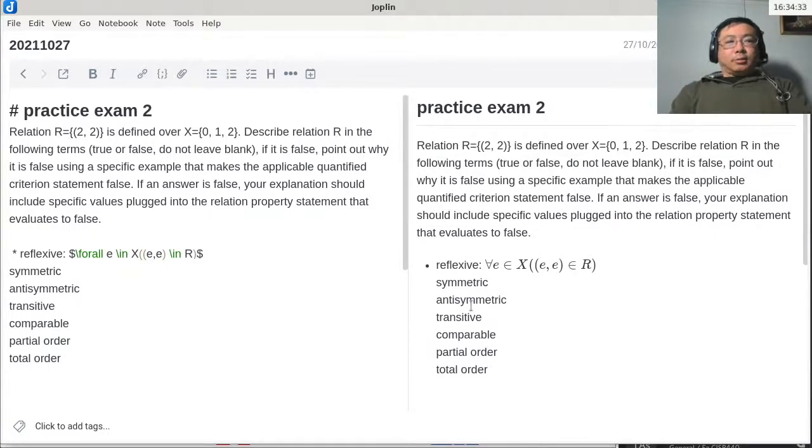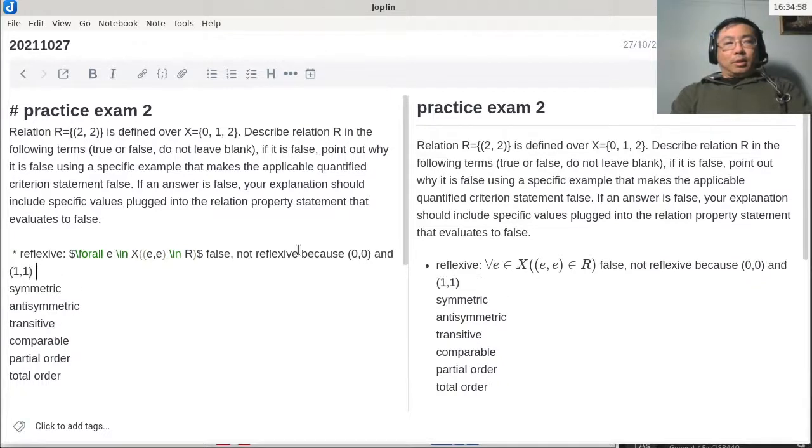So the correct answer in this case is you first answer with false, and then you specify the elements in X that are making this particular R not reflexive. Okay, not reflexive because 0, 0 and 1, 1 are needed to make R reflexive in this case. Now 2, 2 is needed too, but 2, 2 is already in R, so we just have to mention the ones that are missing at this point.